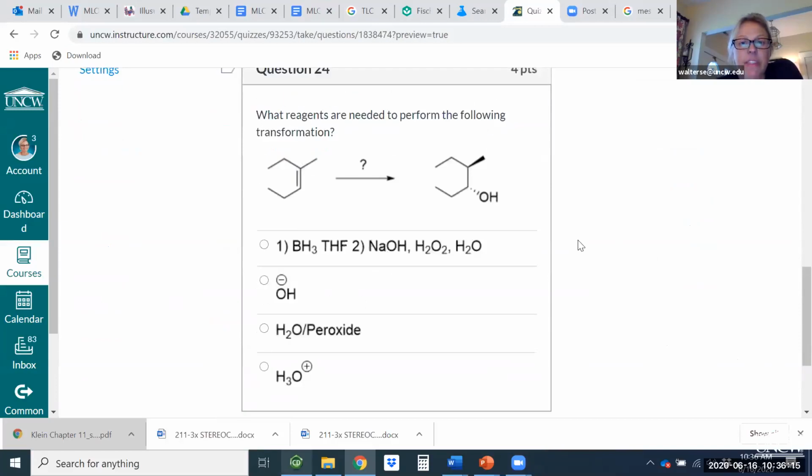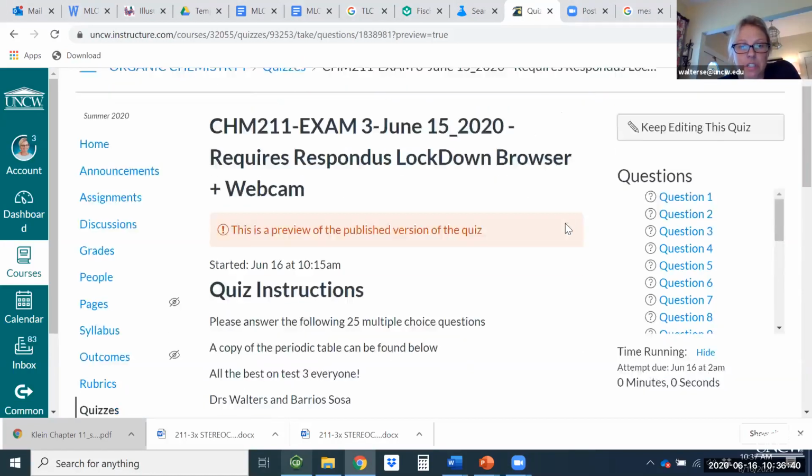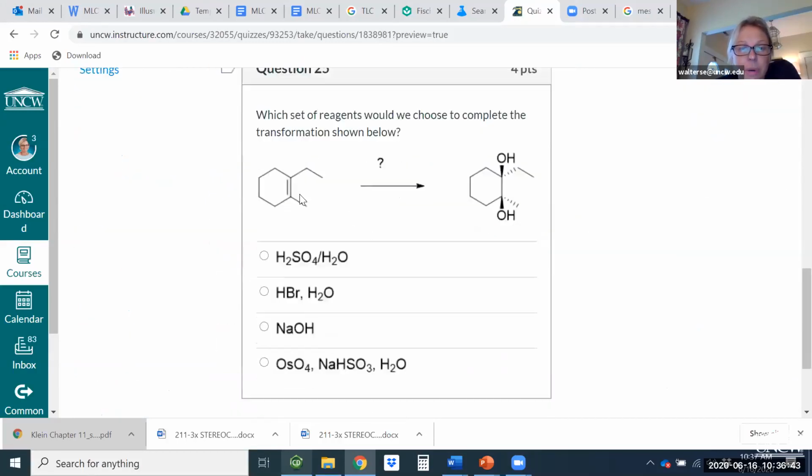Okay, all right, so in this question, going from an alkene to an alcohol, that's hydration. And you're adding to the less highly substituted carbon, so it's anti-Markovnikov addition of water, so that is the BH3 and THF reaction conditions. Okay, so in this case, you are taking your alkene and making a cis diol. You need osmium tetroxide for that. So it would be this last answer.